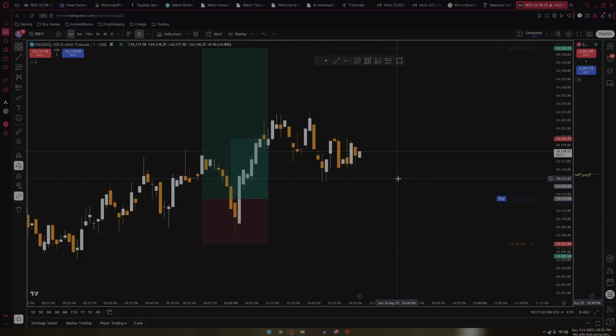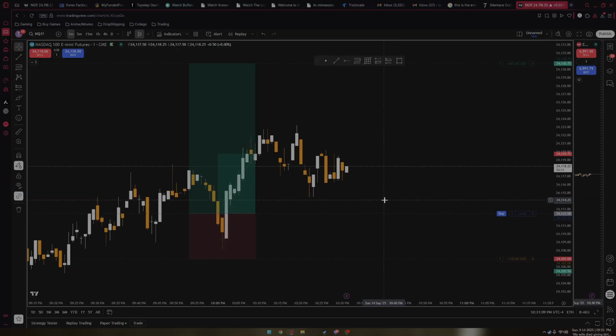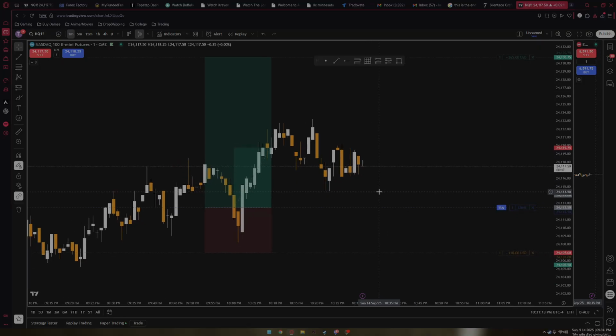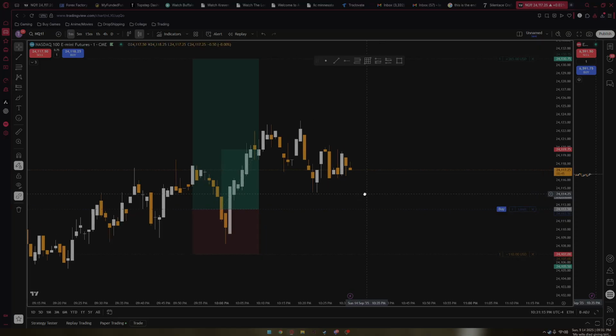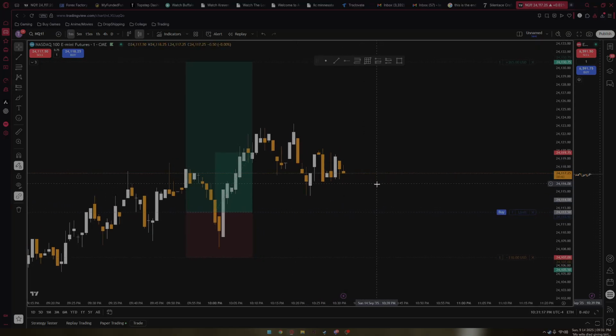Just to signal for everyone that just got TradingView, your screen might be different colors too. Your screen might be on green and red, or what Landon did is he changed the colors to his liking. So just so you know.